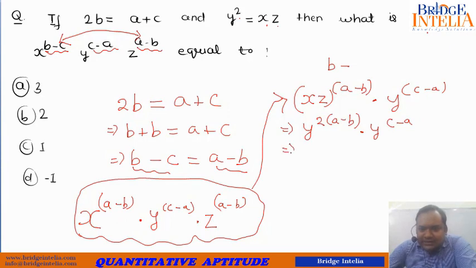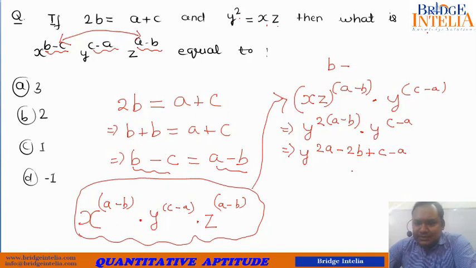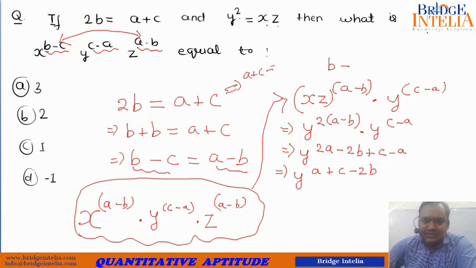Okay, so now let's do that. From here you can see this is actually y to the power 2a minus 2b plus c minus a. So this is in fact equal to y to the power a plus c minus 2b. Now a plus c minus 2b is equal to what? This is equal to 0. So from here you can see that a plus c minus 2b is equal to 0. So this is actually equal to y to the power 0, which is equal to 1.